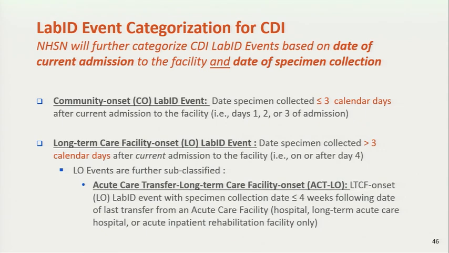The long-term care facility onset LabID events are further categorized by NHSN depending on if the resident has spent time in an acute care facility in the previous 4 weeks. And that is called acute care transfer, long-term care facility onset, or more easily stated, ACLO. These are long-term care facility LabID events where the specimen collection date is equal to or less than 4 weeks following the date of last transfer from an acute care facility.